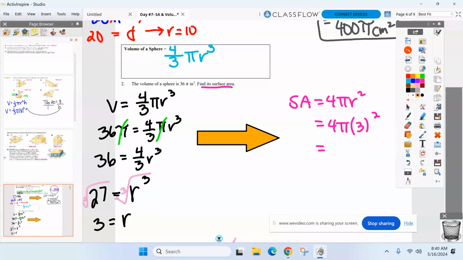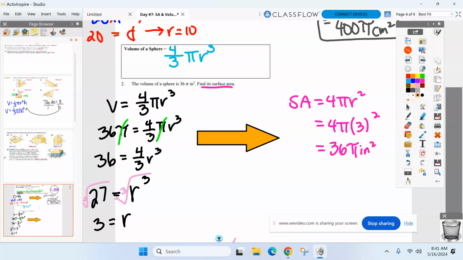So now I need to substitute 3 into the surface area formula for the radius. Just square the 3. Remember, it's 4 pi r squared, 4 pi r squared for the surface area. 36 pi. Thank you.